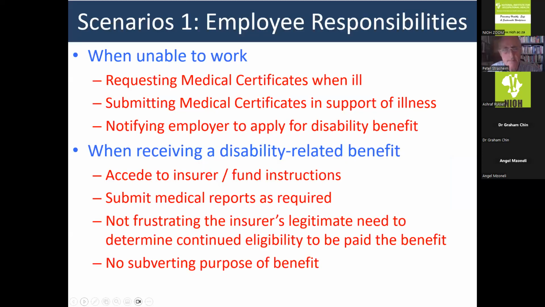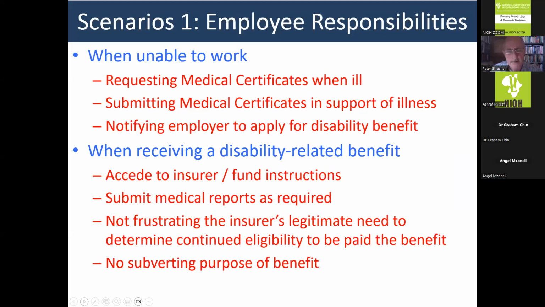The employee must, when unable to work, request a medical certificate, submit a medical certificate, and notify the employer to apply for the disability benefit, because many employers don't apply for the disability benefit for the employee, and the employee can lose hundreds of thousands of rands because the employer doesn't apply for the benefit, because the code of good practice doesn't state that it should, because it's 25 years old.